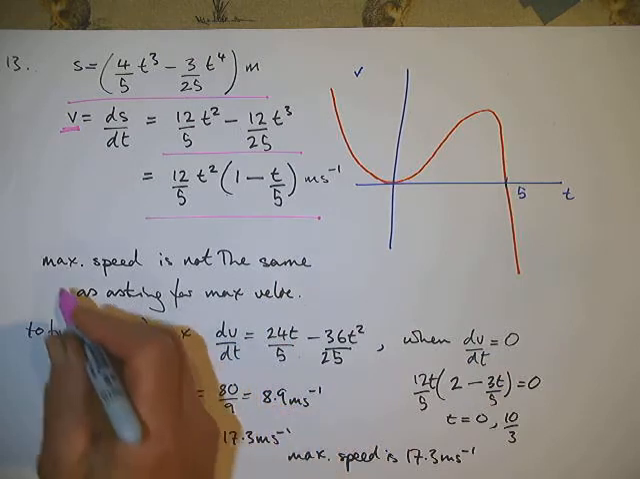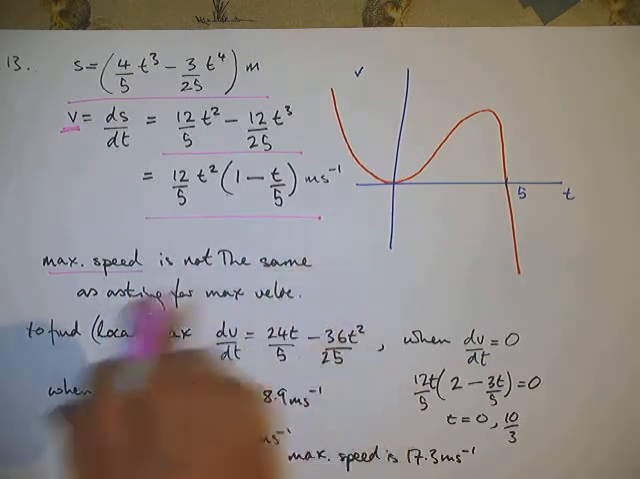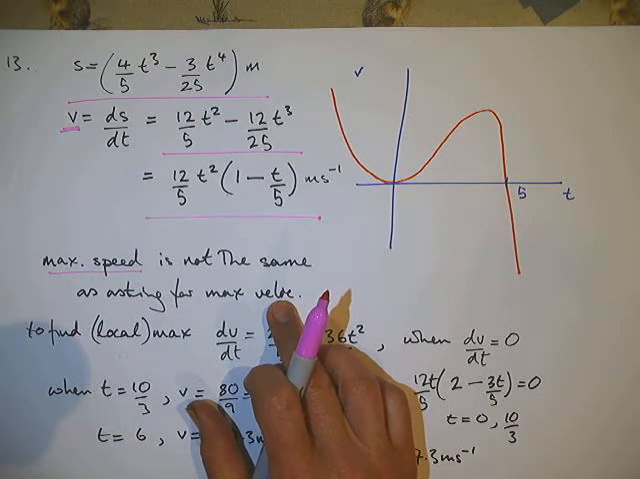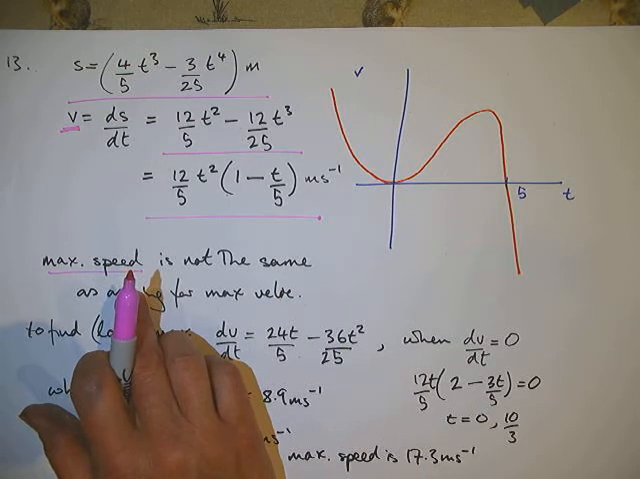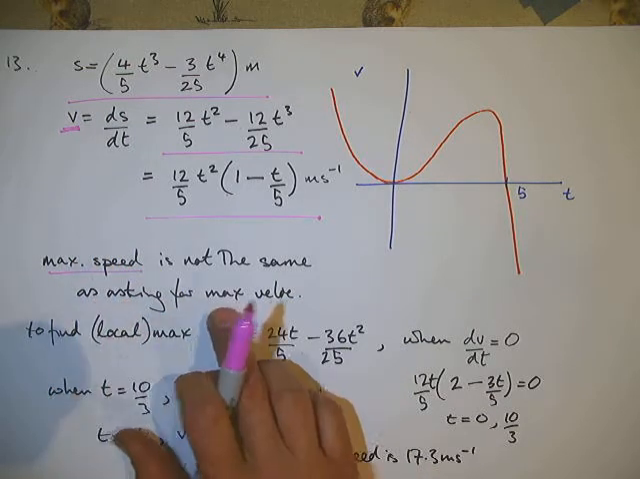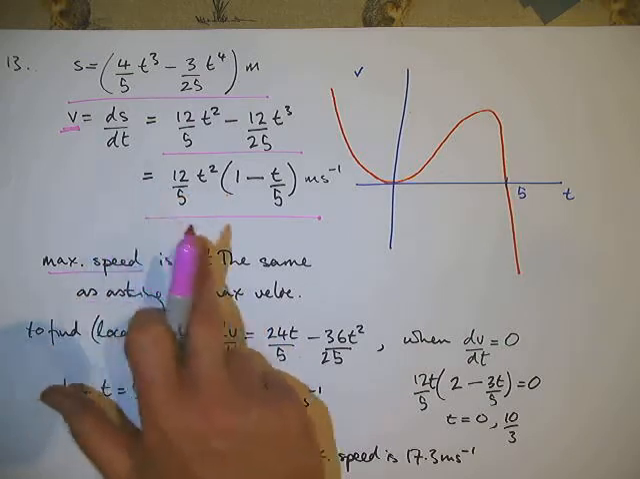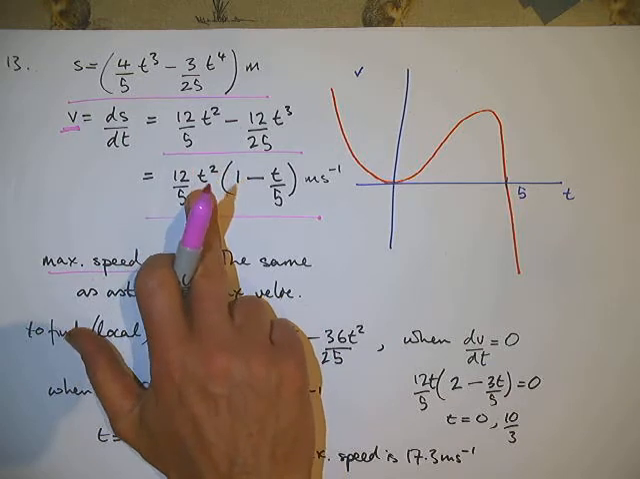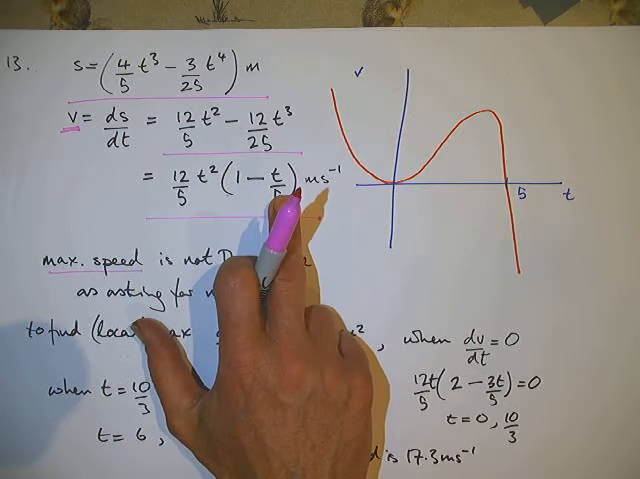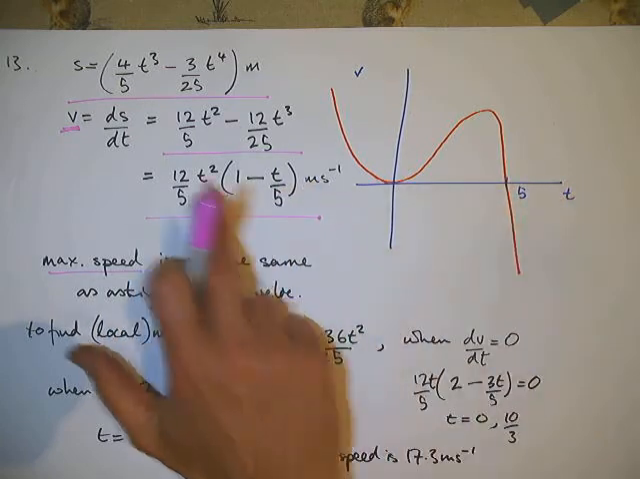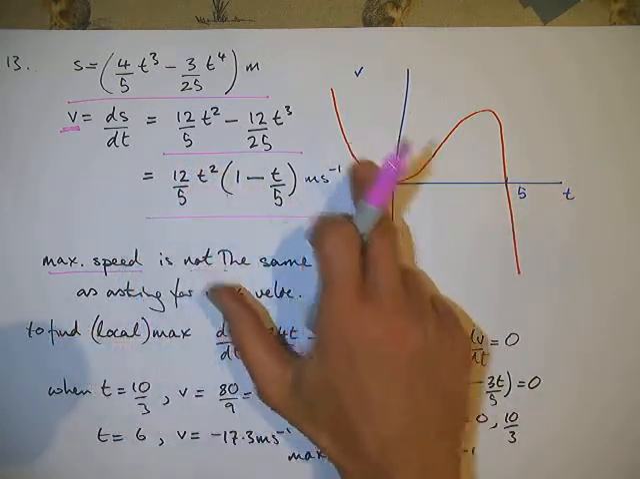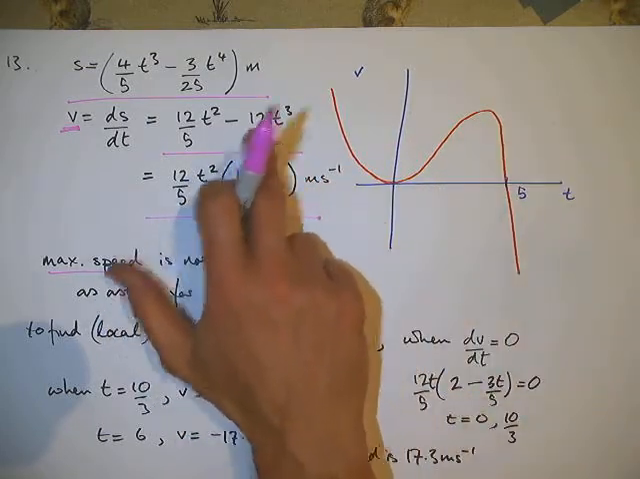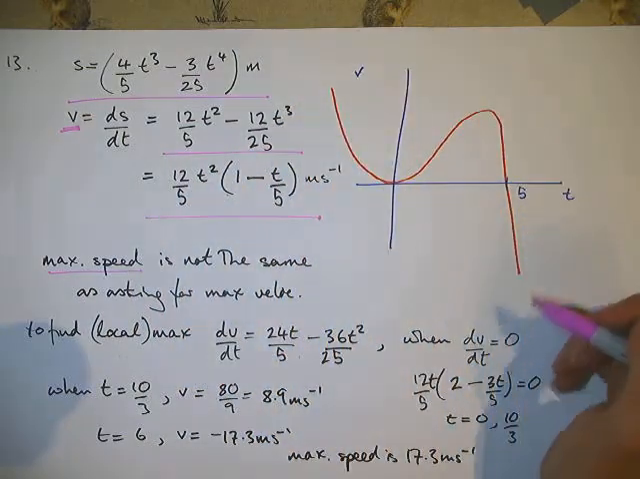It wanted the maximum speed. Maximum speed is not the same as asking for maximum velocity. Maximum velocity is the biggest positive value or the least negative value. Maximum speed could be the biggest positive or the biggest negative. So I would always sketch that. V is a cubic with a t squared, a repeated root, and a single root. That one at 5, this one at 0. Repeated root means it touches the axis and goes away again. Just the root means it crosses the axis. Minus t cubed means it's that shaped graph.